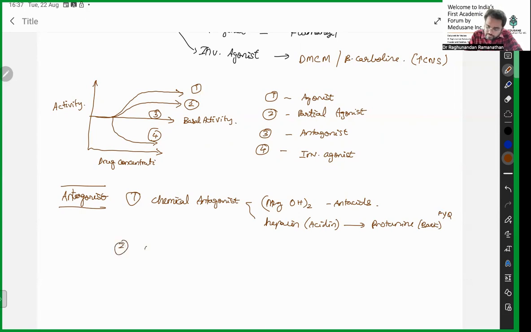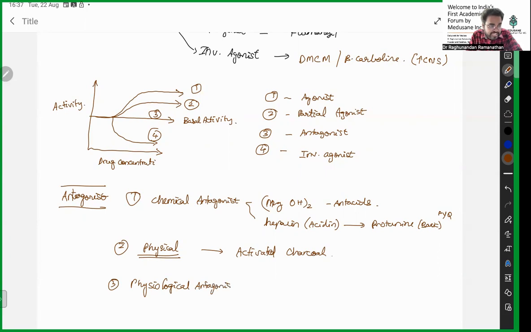The second one is your physical antagonist. First one chemical antagonist, second one physical antagonist. I think I have told you the example at the beginning itself. That is your activated charcoal. The third one is your physiological antagonism.